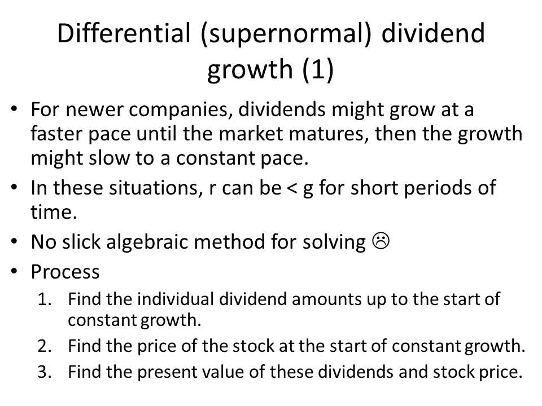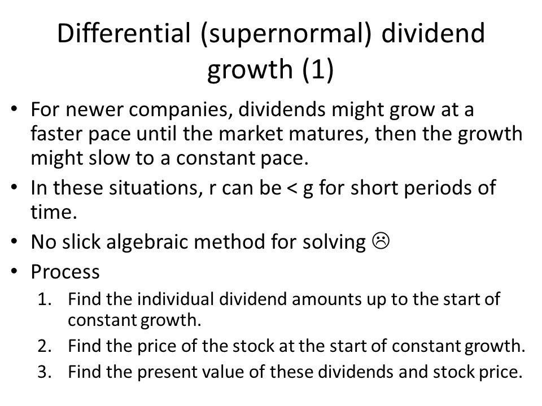In these situations, R can actually be less than G for short periods of time. If you recall from the constant dividend growth model, we said R had to be greater than G always. But we're not in the constant dividend growth mode here, so R can be less than G for short periods of time, usually the beginning of the period we're going to examine. Now here's the sad part. There is no slick algebraic method for solving these. The best way for me to teach you how to do these is to work through an example.